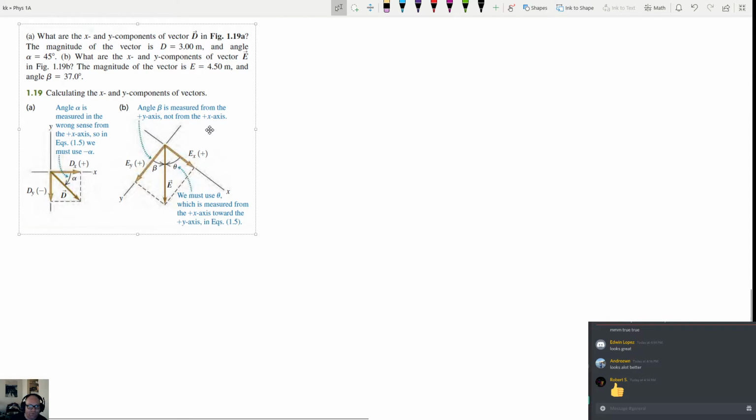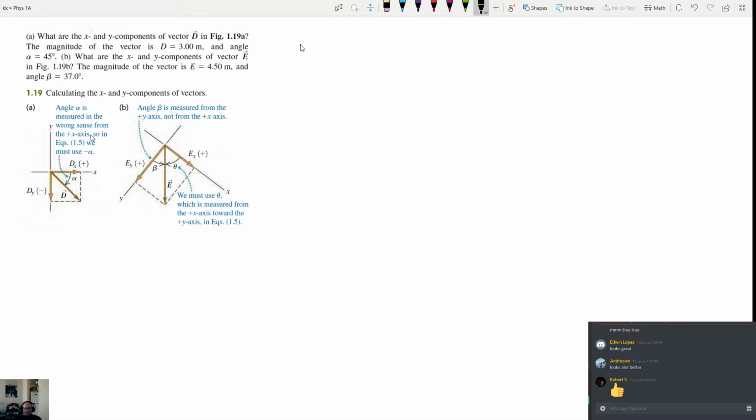So here's a simple problem. You can start working on it yourself if you want to, but I'm going to read through it and we'll go through all the parts. First, it says, what are the x and y components of vector D in this picture here? The magnitude of vector D is 3 meters and the angle is 45 degrees. Notice something that's going to be consistent: you always need two numbers to define a vector. There's one number, there's another number. Part B says, what are the x and y components of vector E, which is on a different type of axis? The magnitude of vector E is 4.5 meters and 37 degrees.